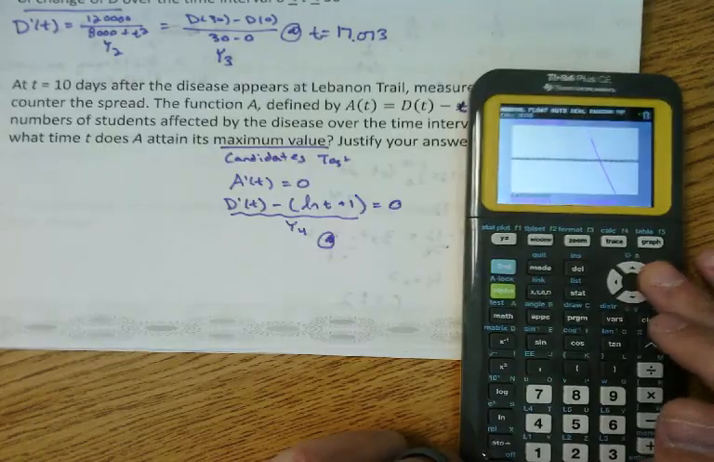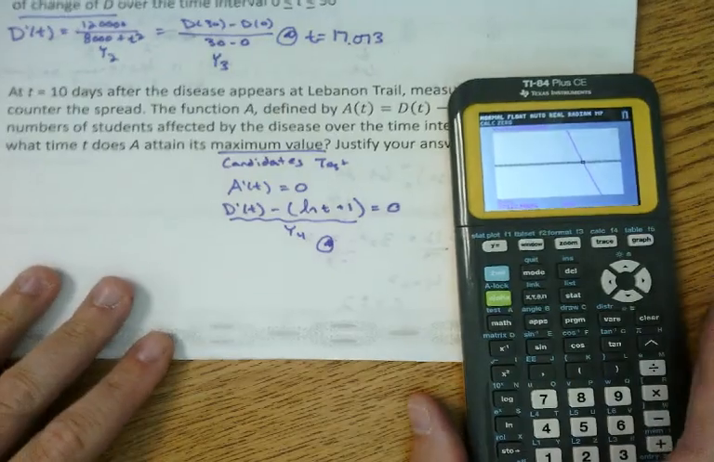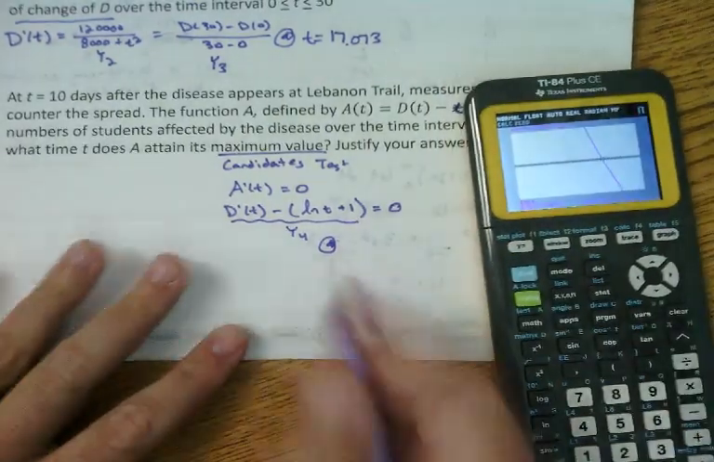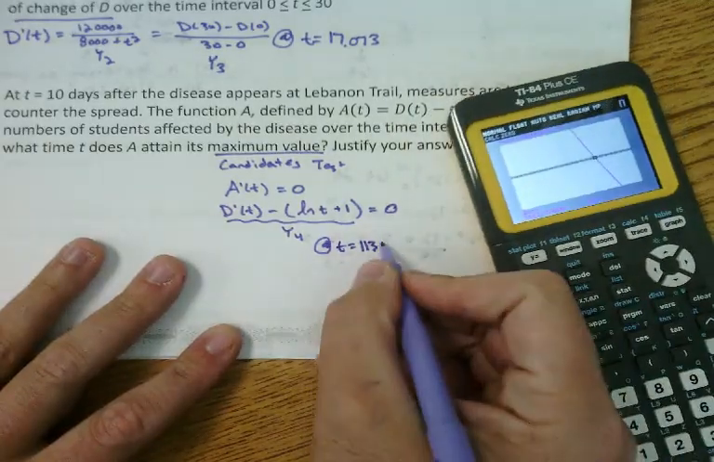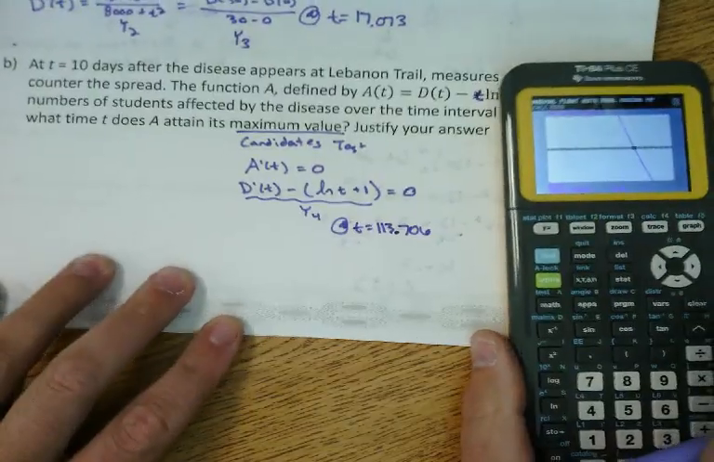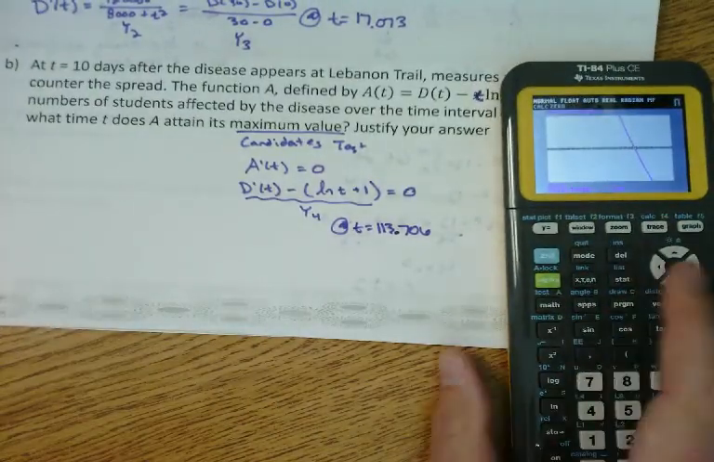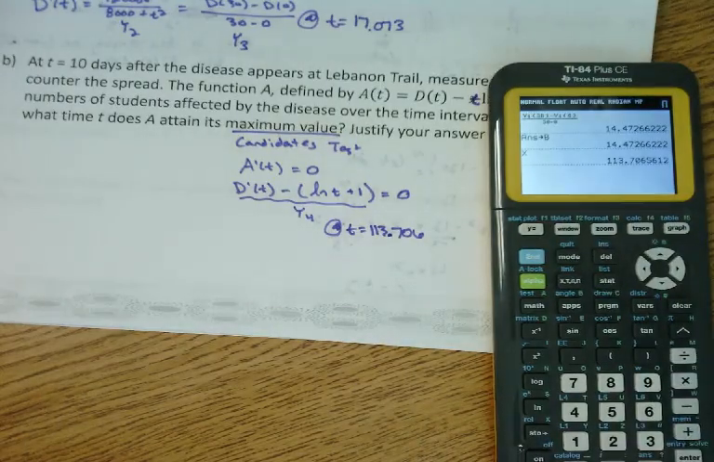All right, anyway, let's go ahead and do this again. 113.7 something. Okay, so this is going to happen at t equals 113.706. Now, what I'm going to do here, please be careful when you do this. Hit second quit. You hit X. Bam, that's like a copy and paste. There's my answer right there.